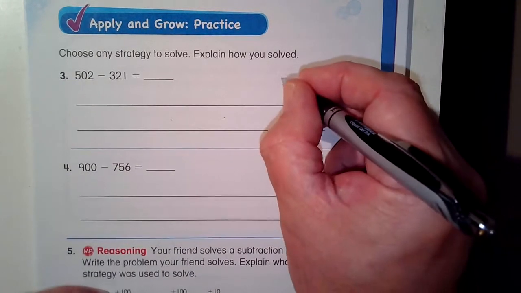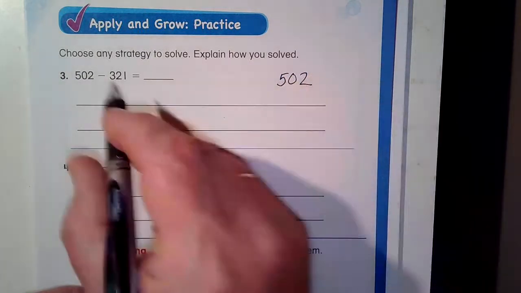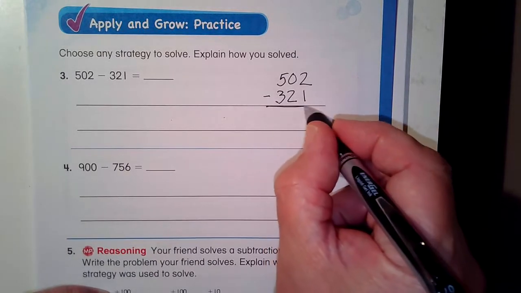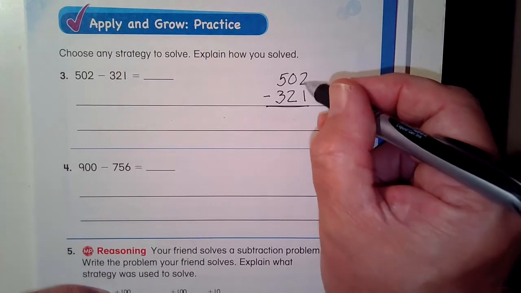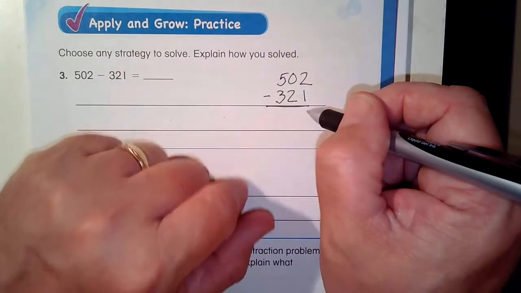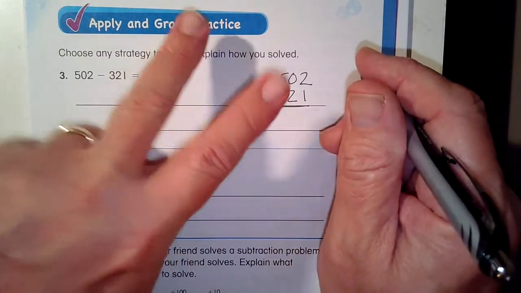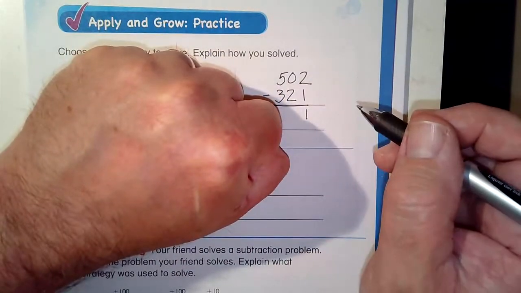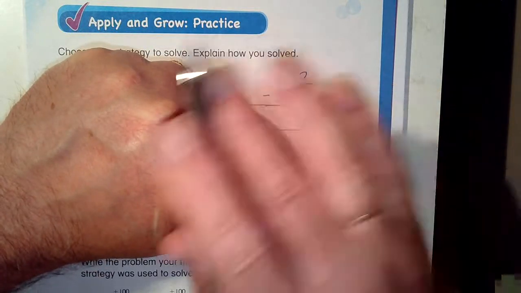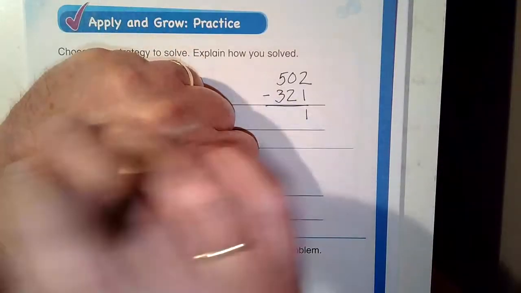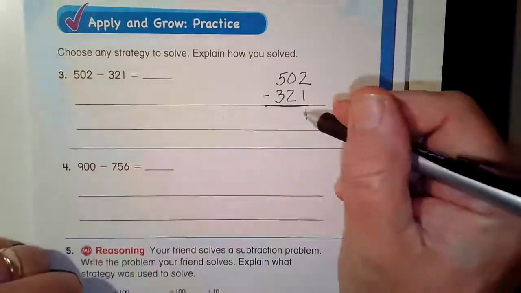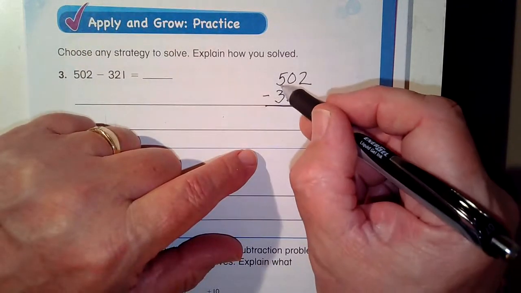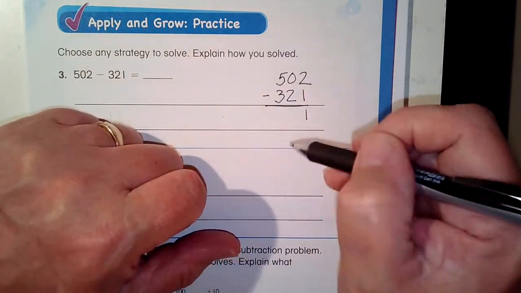502 minus 321. I'm going to use this as my bottom line. If I have 2 in the ones column, can I take away one of them? Yes. I have 2. I take away 1. There's 1 left. If I have 0 in the ones column, can I take away 2? Absolutely not. I can't take any away if there aren't any there. All right. Now, this is one that we've been practicing.